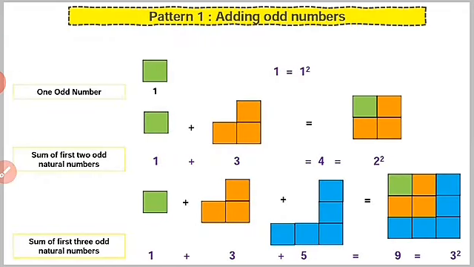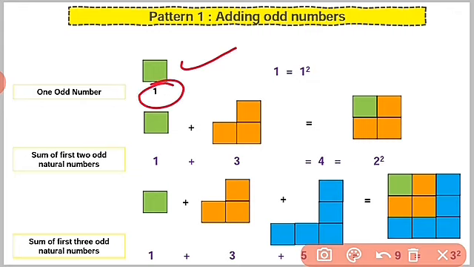Observe the pattern. Here, in the first, there is only one box, and one box means a number that is 1, and 1 can be written as 1 squared.